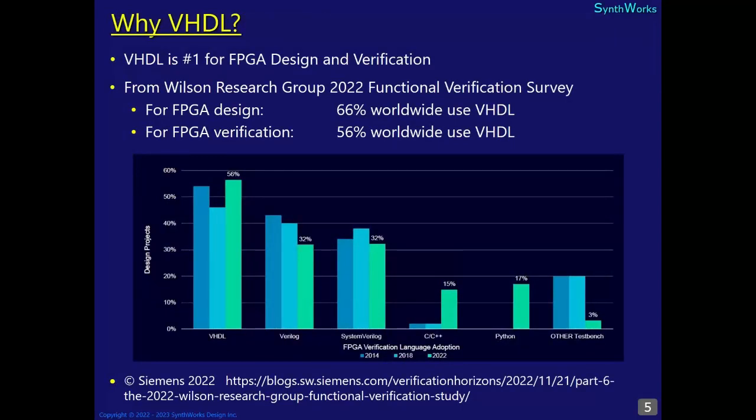First up, why VHDL? Well, if we look at the Wilson Research 2022 Functional Verification Survey, VHDL is #1 for FPGA design and verification worldwide. Now, some Europeans think, oh, well, that's because of Europe. No, Europe is balanced by Asia. Asia is Verilog. So I think this number reflects US.